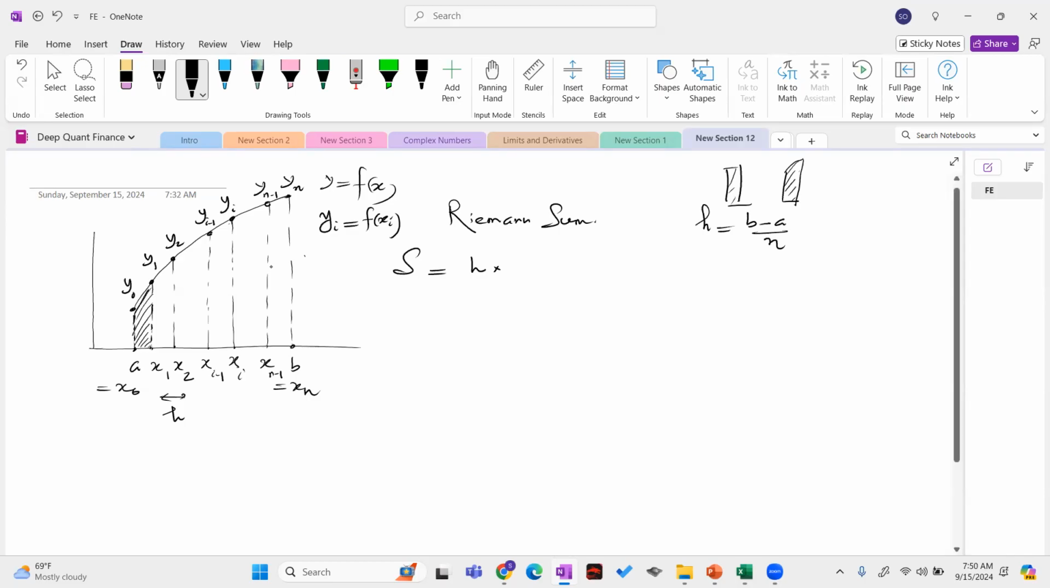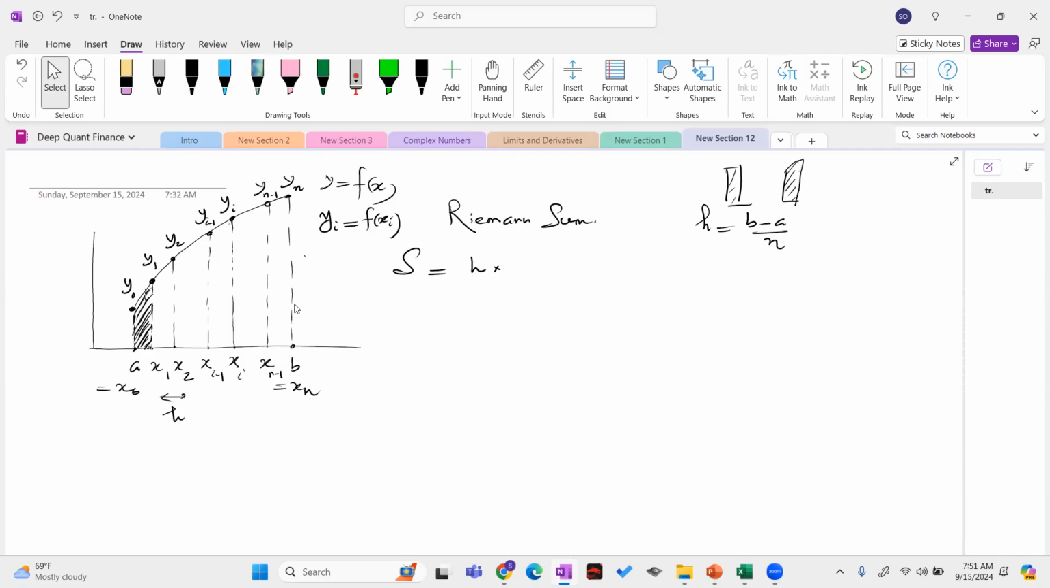In the first region, there are two heights available to me. One is y0 and the other one is y1. Okay? Two heights available to me. Which one should I take? There is a choice, of course. I can take the left one or I can take the right one.